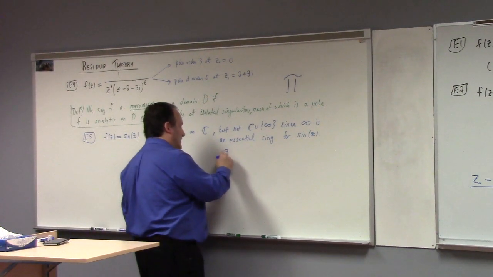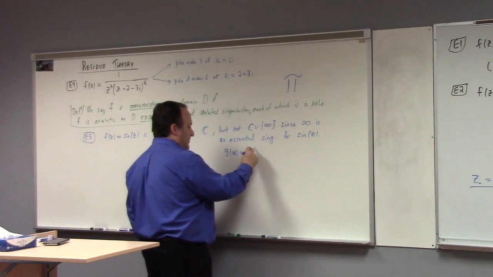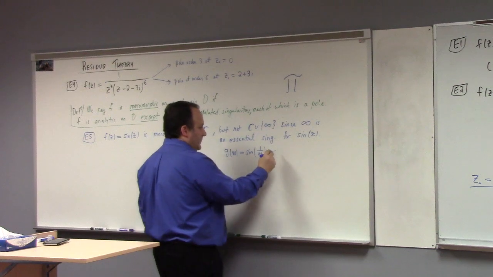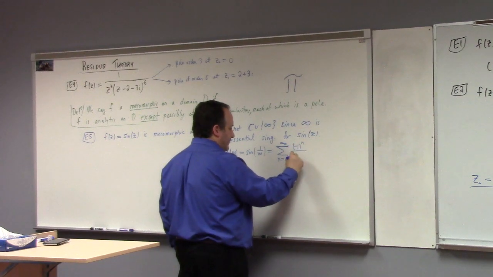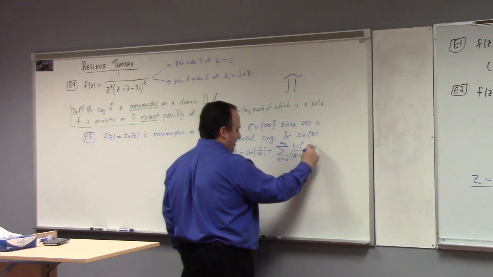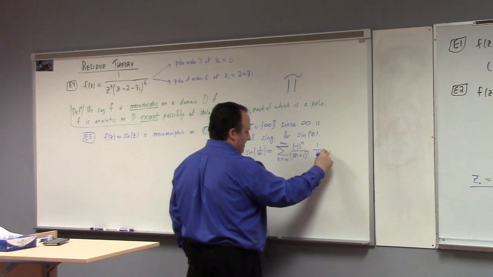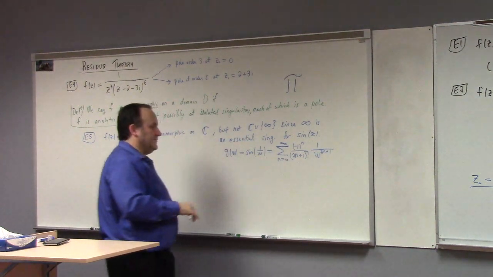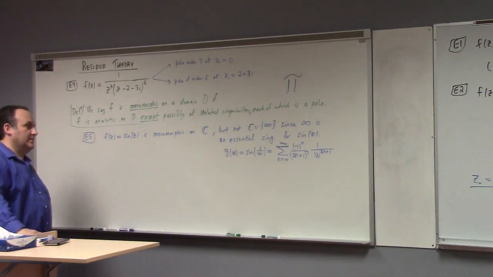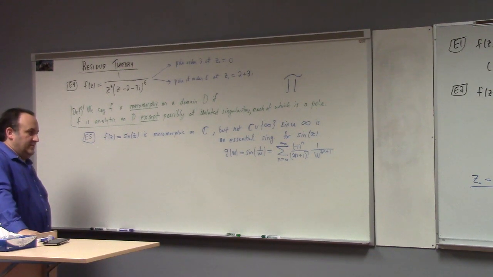If we look at g of w, which is the sine of 1 over w, what do we get? If we form the corresponding reciprocal function for sine, g of w, which is sine of 1 over w, has an essential singularity at 0, which by definition shows you that sine has an essential singularity at infinity.